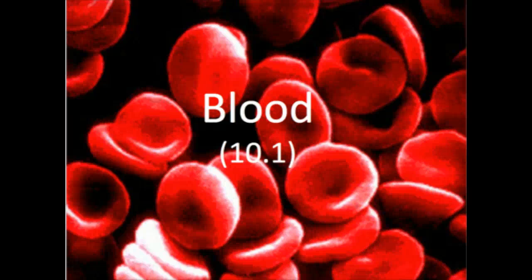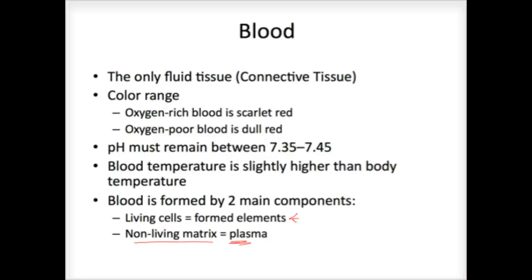In this first section, we're going to focus on the components of blood. So a couple of reminders. Blood is the only fluid connective tissue. Since it's a connective tissue, it has three basic parts. It has to have a fiber, has to have an extracellular matrix, and it has to have living cells.